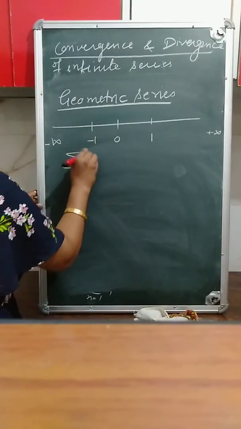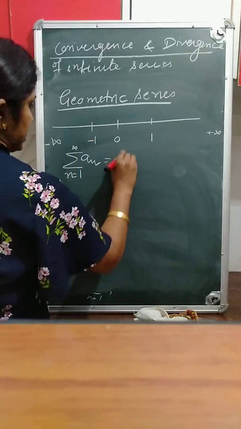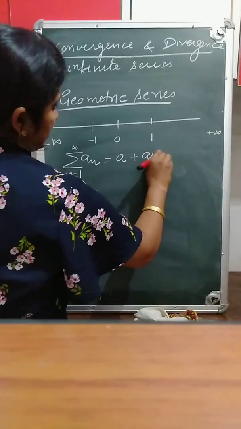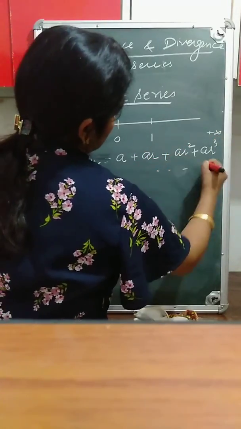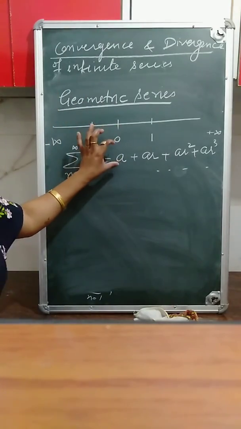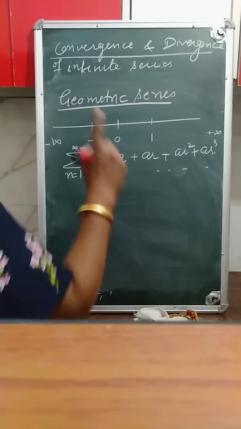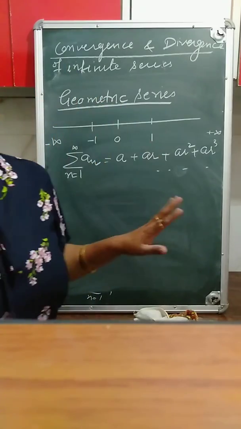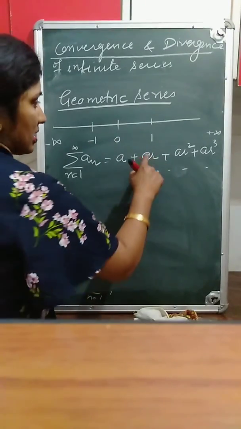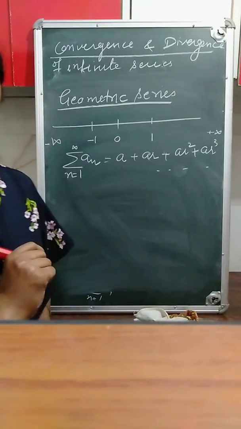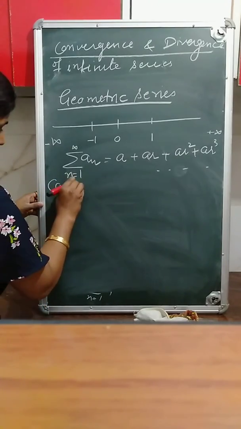Suppose we have the series n varies from 1 to infinity of a, ar, ar square, ar cube, and so on. Clearly, the first term is a, the common ratio is r. Now the convergence or divergence of this geometric series will depend upon this common ratio r. So we'll discuss the cases.